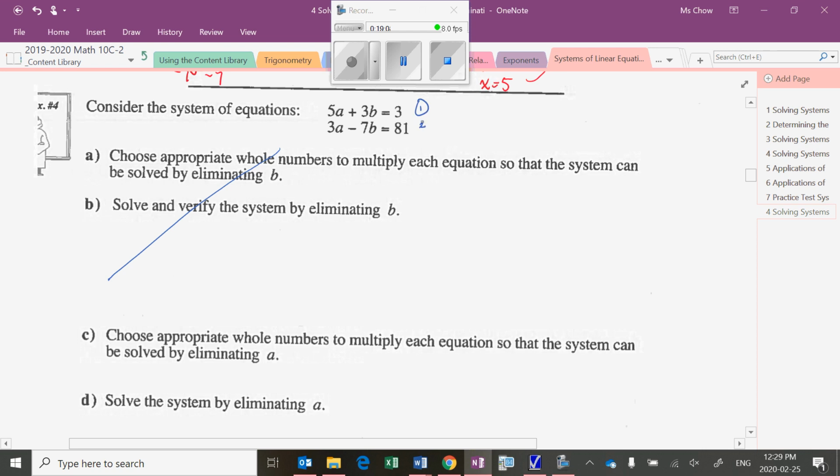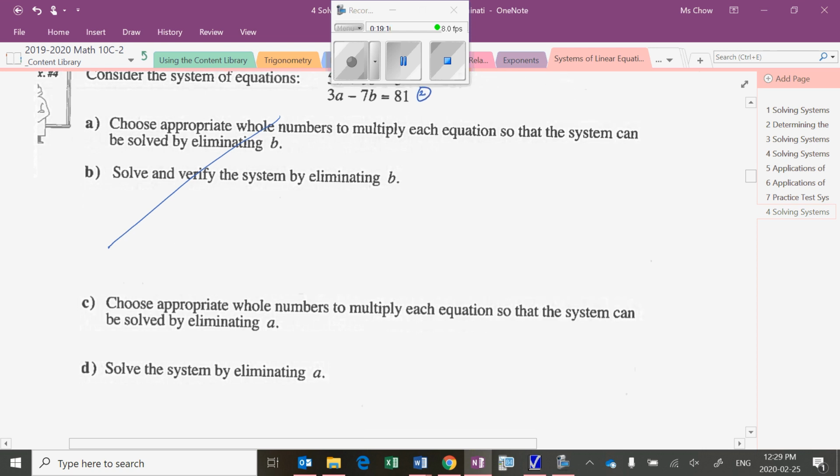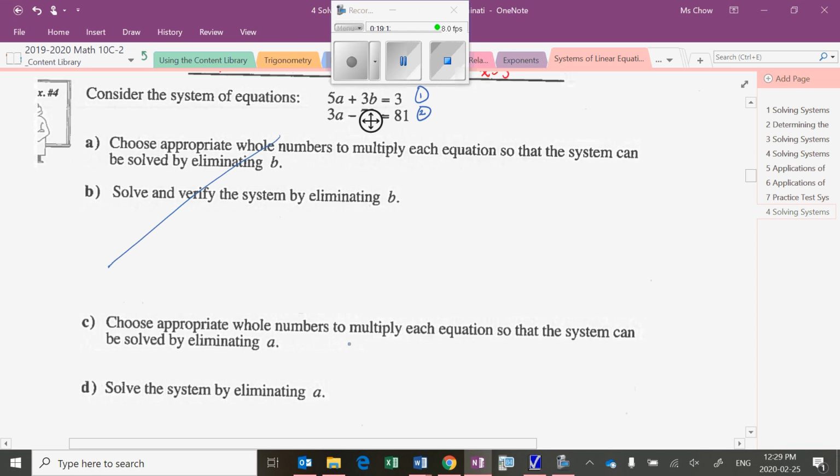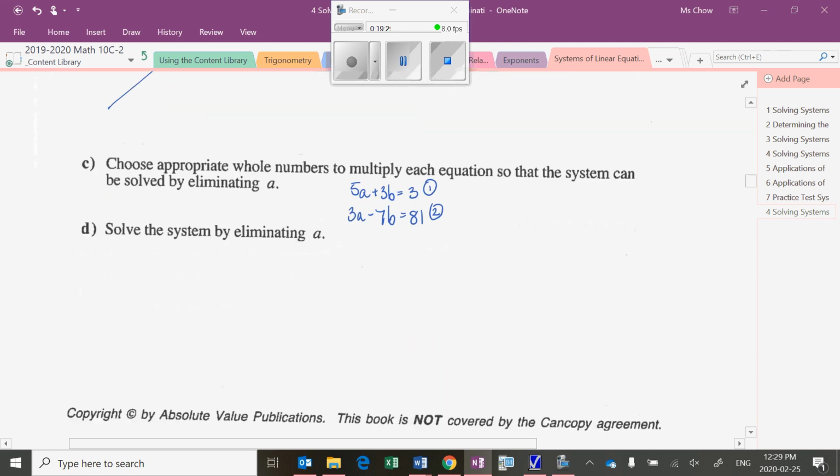So we've got equation 1 and equation 2. I'm actually going to just rewrite them down here, so when I flip the screen up, I don't have to keep going up and down. So we've got 5a plus 3b equals 3. And then the second one is 3a minus 7b equals 81. That's my equation 2.